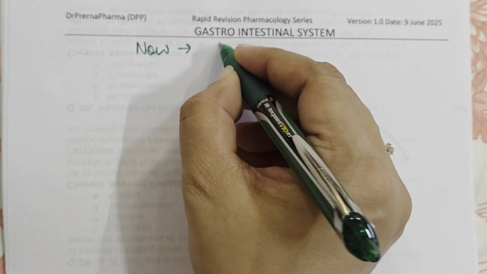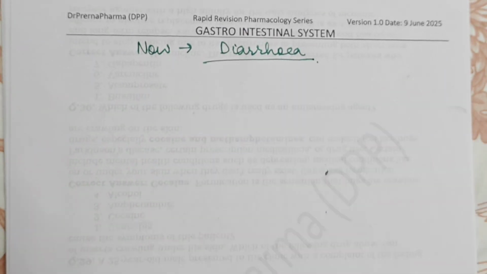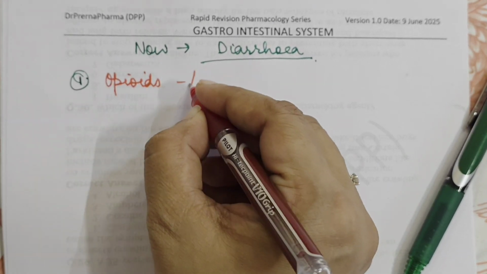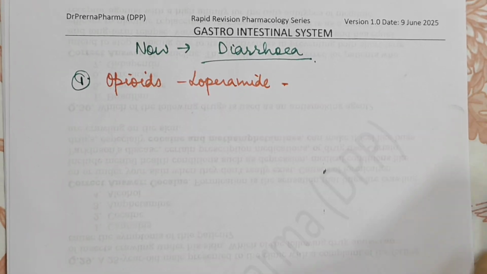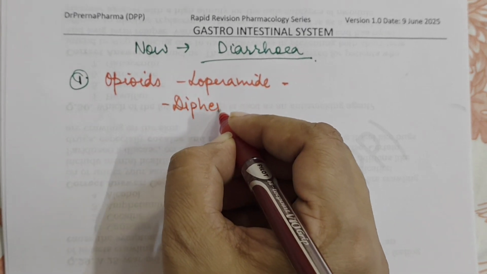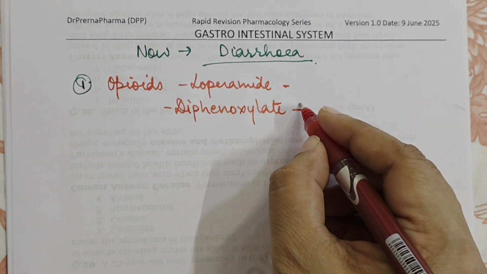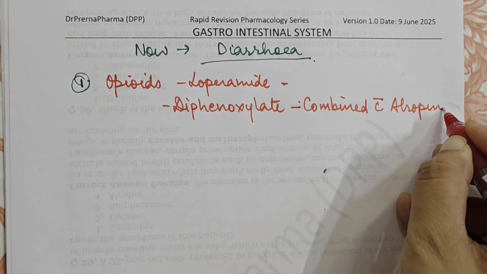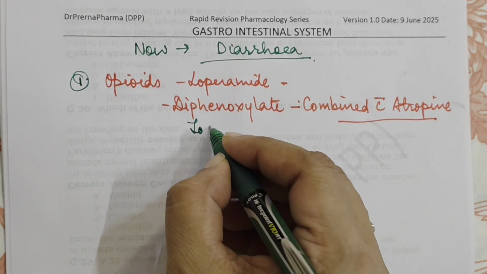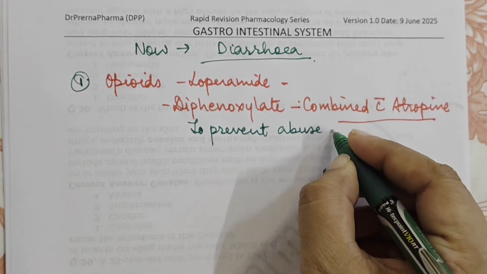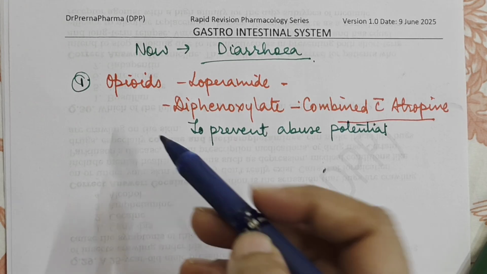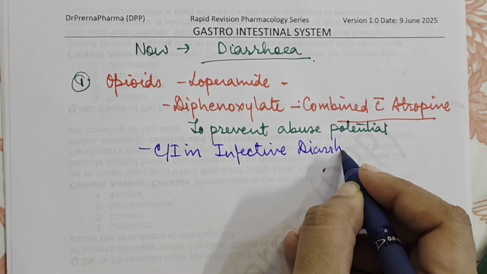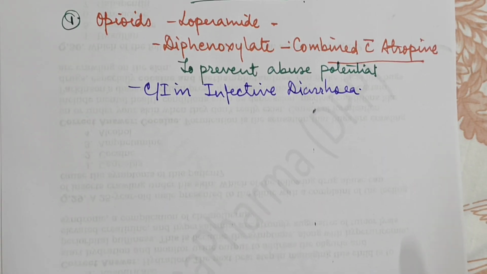Now we take diarrhea. Okay, so what are the drugs which are used in the treatment of diarrhea? Now diarrhea में सबसे पहले जो ड्रग मैंने अभी आपको पीछे भी बताई है, that is opioids, which is loperamide. Okay, so loperamide is one drug which is used. Then there is another opioid which is diphenoxylate, and please remember diphenoxylate is combined with atropine. Why it is combined with atropine? To prevent abuse potential. Okay, now these drugs, opioids, they are contraindicated in infective diarrhea because they will increase the infection and that can result in intestinal perforation also. Okay, so that is about opioids.